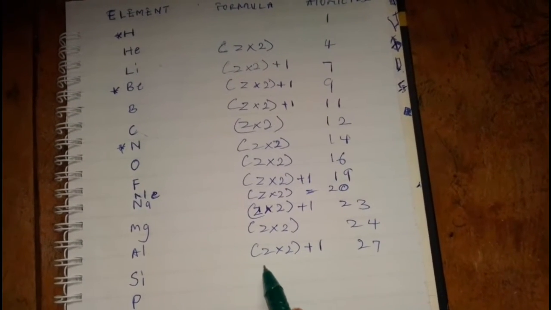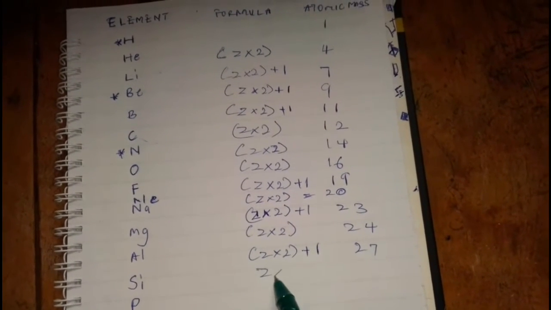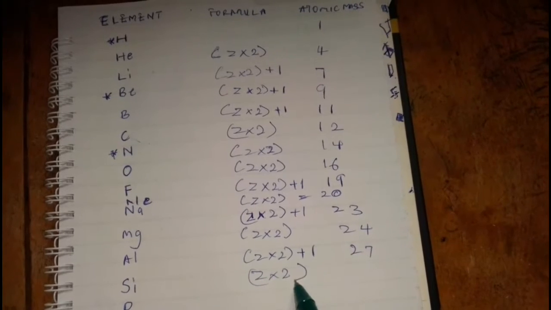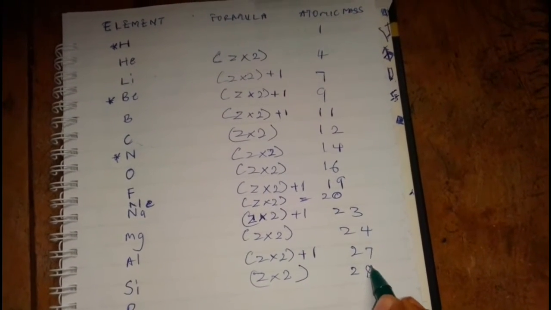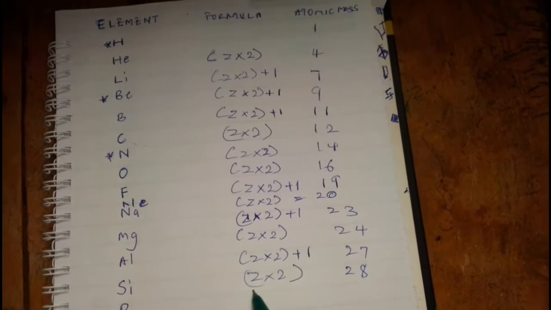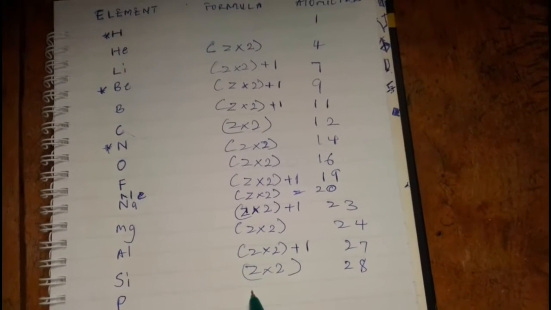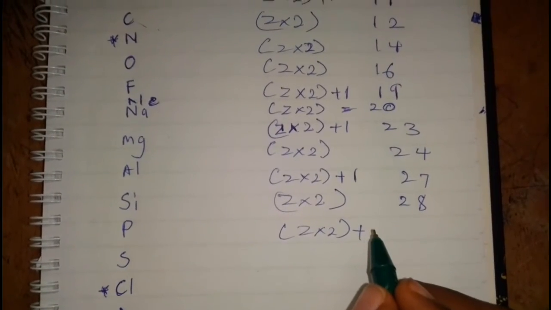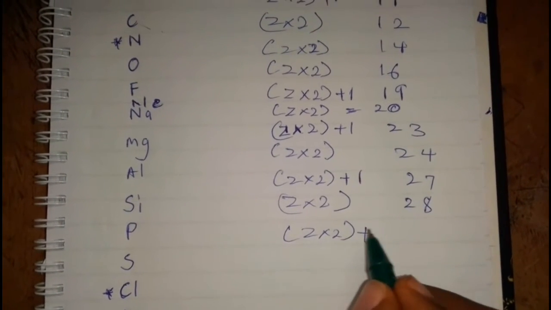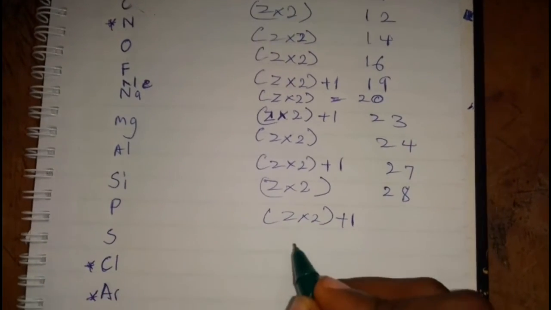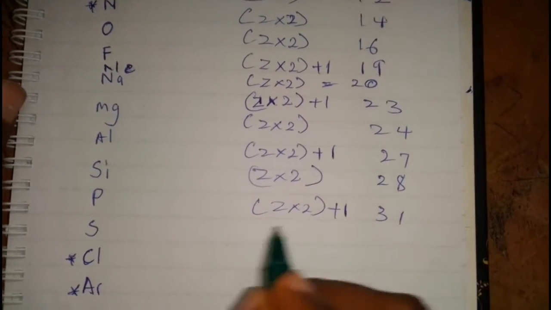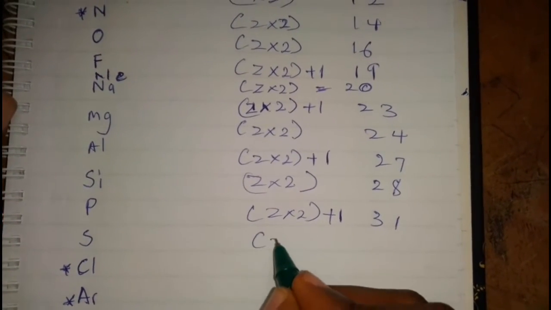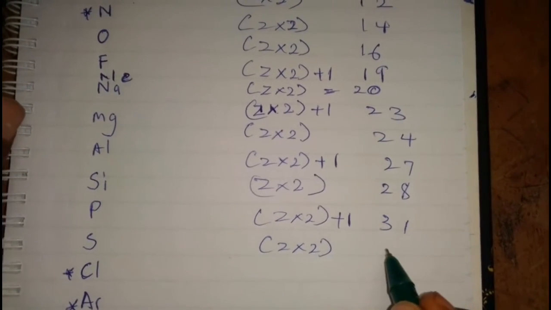This one is 14, so it will just be Z times 2. So 14 times 2 is 28. Phosphorus is 15. Since the atomic number is 15, we are going to be using this formula. So 15 times 2 is 30, plus 1 will give you 31. For sulfur, it is 16, we just use this formula, and 16 times 2 will give you 32.